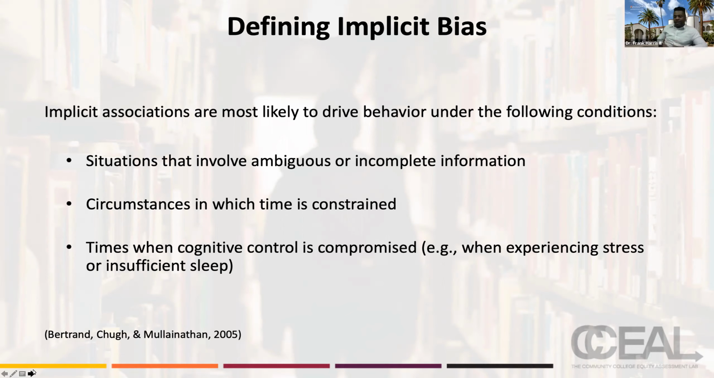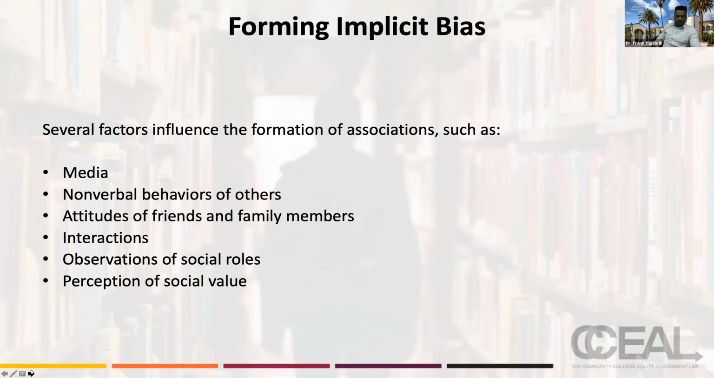And so we have to recognize that the conditions that are most stressful are the conditions in which we're most likely to default to system one thinking. And as a result, our implicit bias is activated. And what you're going to learn shortly is that that's when racial microaggressions are most likely to occur. So we also have to be mindful of this.